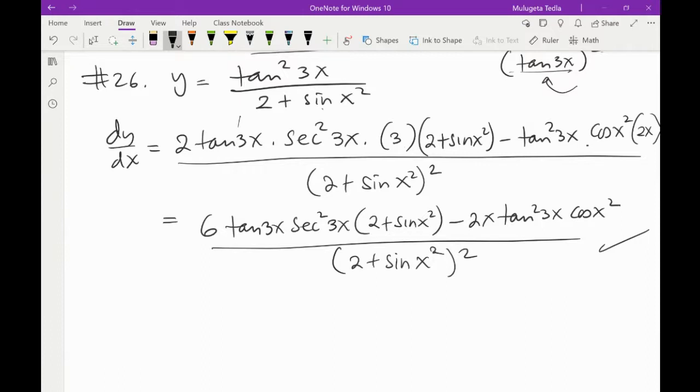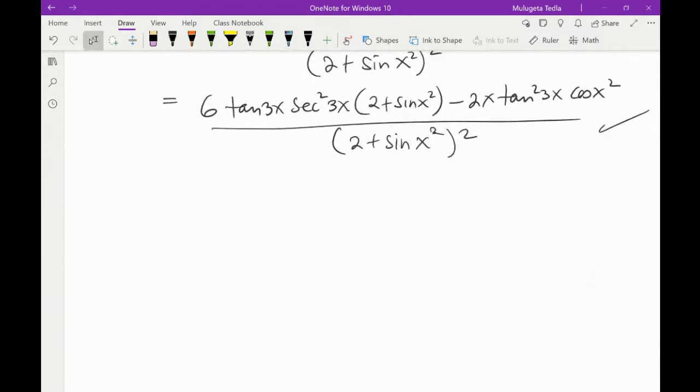We can also use implicit differentiation. Let's do number 34, which I don't think I'll ask you, but you need to know: x plus y equal to cosine of y squared.